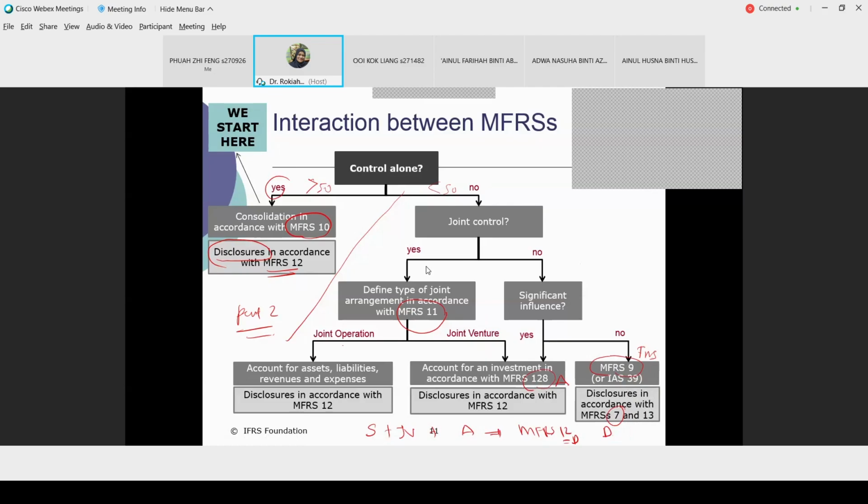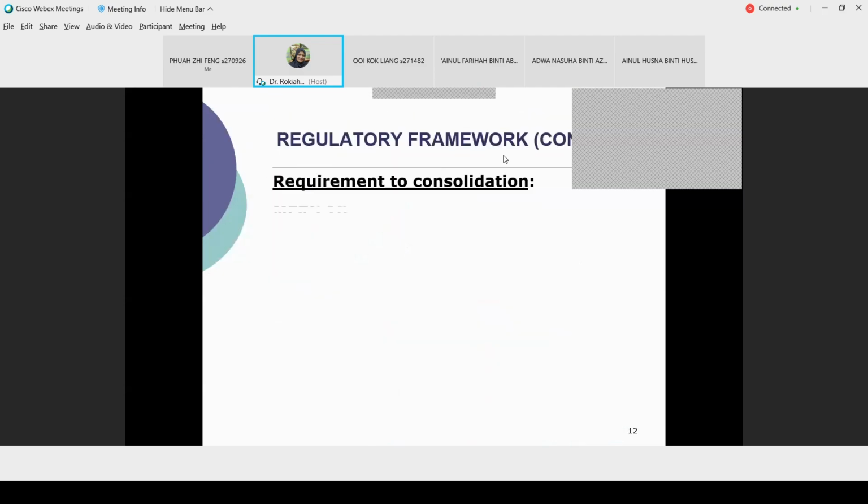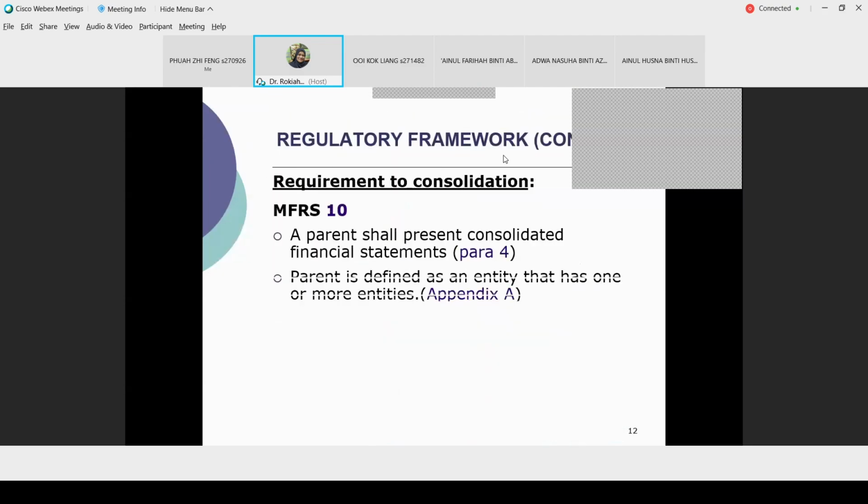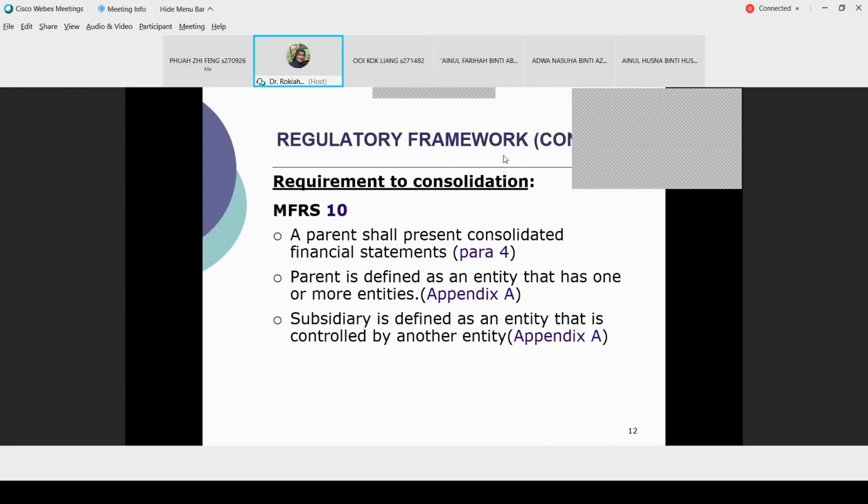Now we're going to focus on MFRS 10 because the other two, joint arrangement and associate, will be in the second part of your note. So now we are going to start with the consolidation, which is focused on MFRS 10. So this is what we're going to look at here for the consolidation.